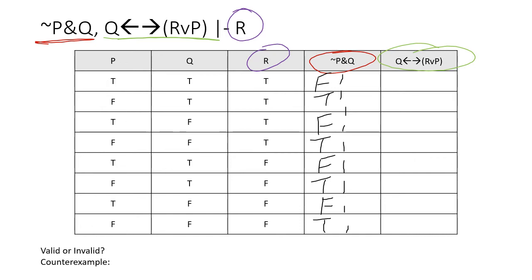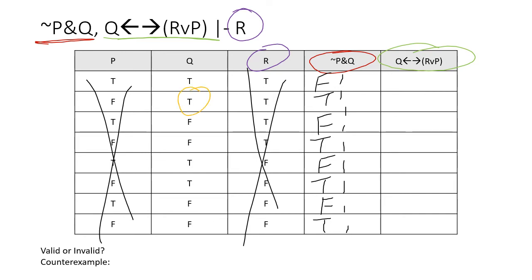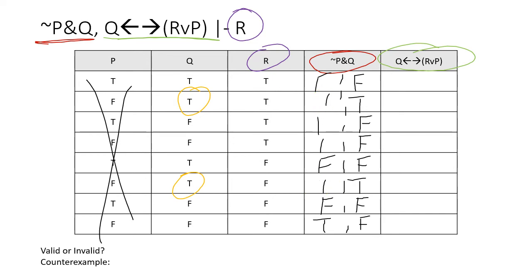Erase that. Bring back in the ampersand Q. Can ignore both of these columns in the key. And so we're looking for instances in which they are both true. They're both true here. And they're both true here. That's it. So we can get rid of this column here. And now that's one of our premises.